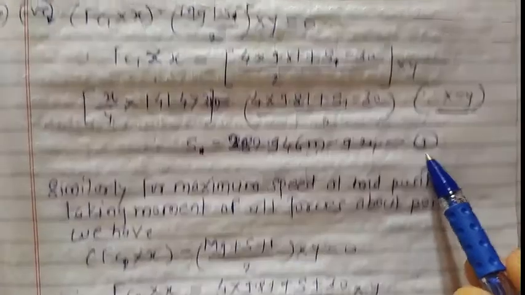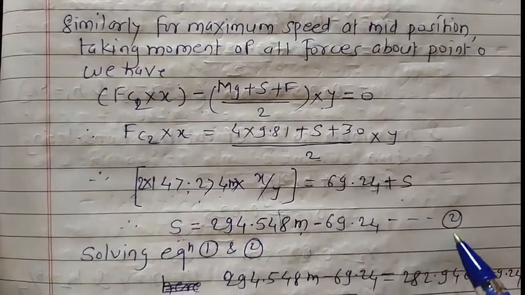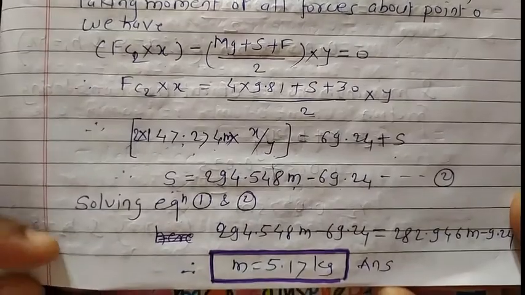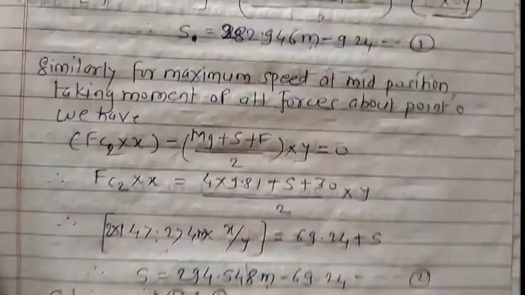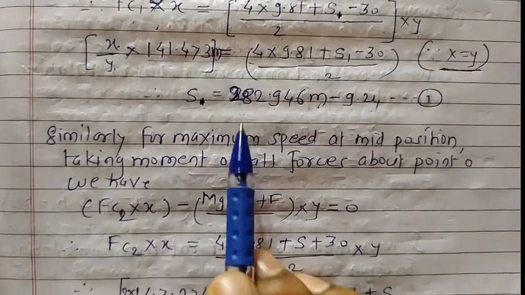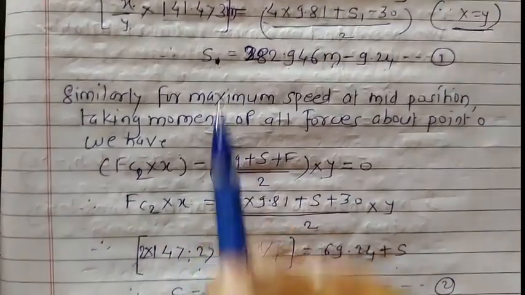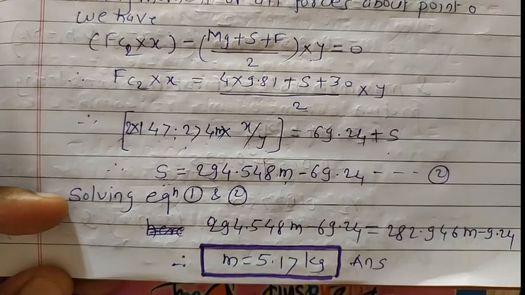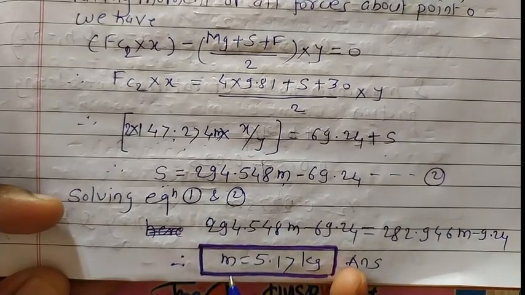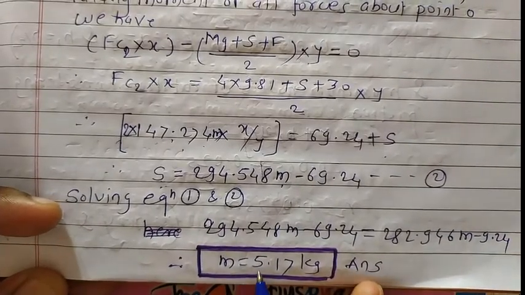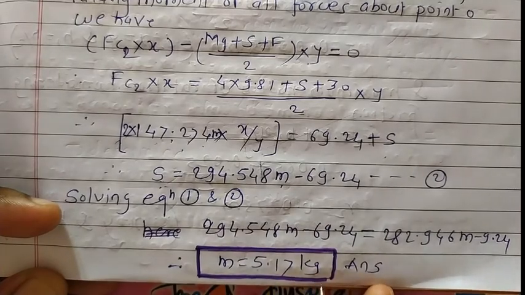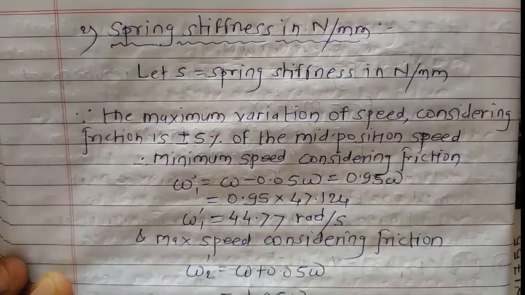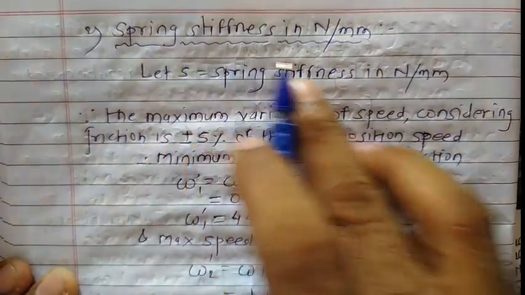69.24. Now focus on equation number 1 and equation number 2. Simplify and get the value for the mass. Just equate: the left side of both equations is the same, in terms of s. Just equate the right sides and simplify. We can get the value for the mass of the fly ball, which is nothing but 5.17 kilogram.